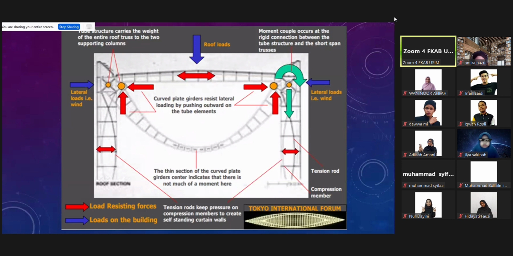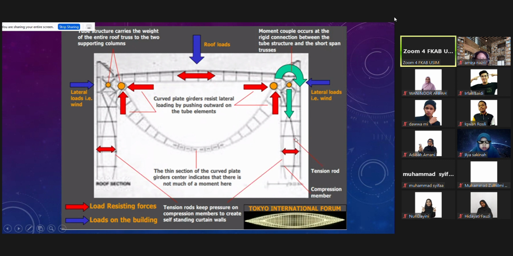Okay, talking about the section of the building just now, this is the floating beam, the one said to be the timber frame like a ship. It says this thin section of a curved plate, the girder center, indicates there is not much moment here, there is no load, it's zero. Remember, we talked about the lateral load from the wind, the blue one. The roof load, tension and compression are all here, all at these hinges. It turns back into the frame, down to the ground.